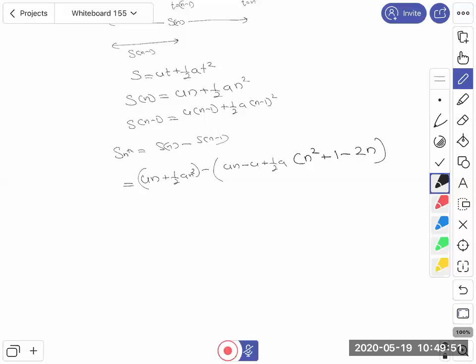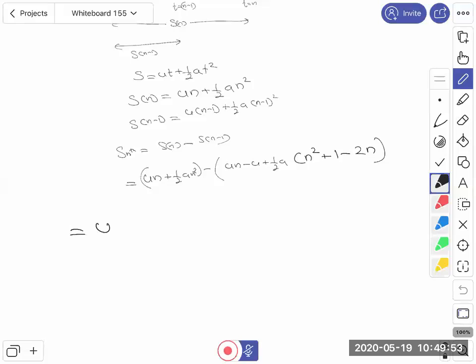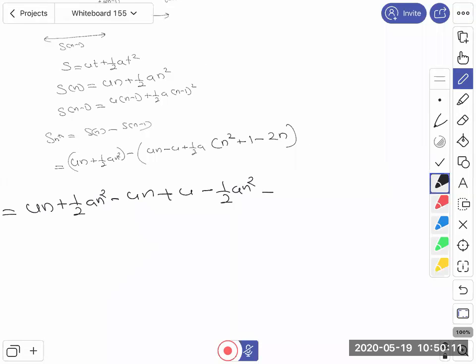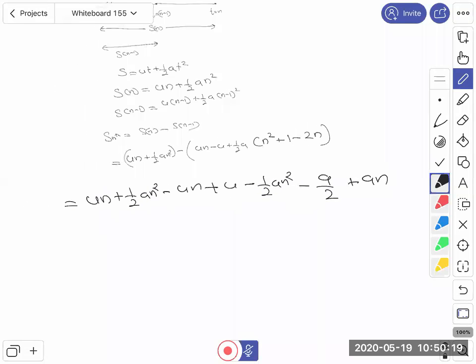So we can write this is equal to nothing but un plus half into a into n square minus un plus u, and you can write minus half into a into n square, and this minus a divided by 2, and you can write this is plus a into n. Did you understand this? Any doubt? No, sir.